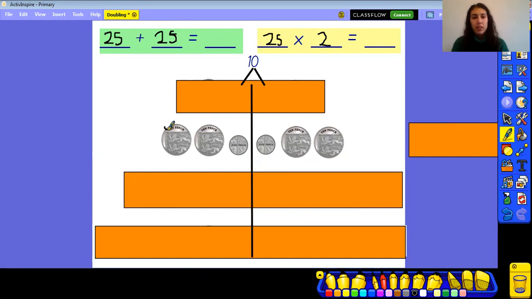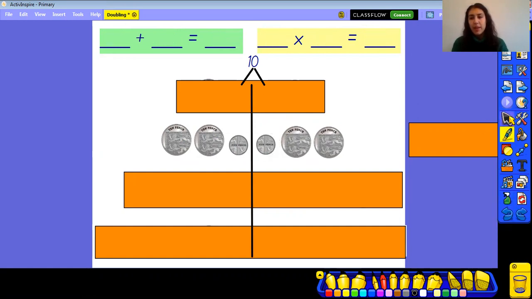I've got 10, 20, 30, 40, because I double my 10s from 2 10s to 4 10s. And when I doubled my 5, that gave me an extra 10. So altogether, I've got 5 10s. 5 10s is the same as 50. And I've got no ones outside of that. So 25 times 2 is 50. Super.